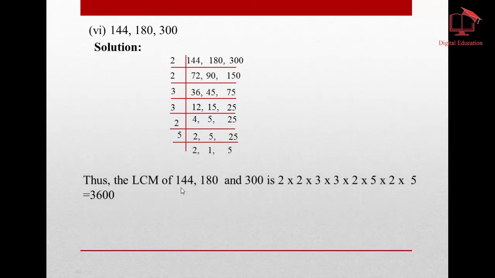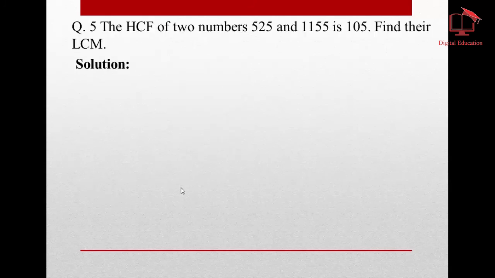After this, thus the LCM of 144, 180 and 300 is equal to 2 multiplied by 2 multiplied by 3 multiplied by 3 multiplied by 2 multiplied by 5 and 2 and then last one 5. We multiply, we get the answer 3600.